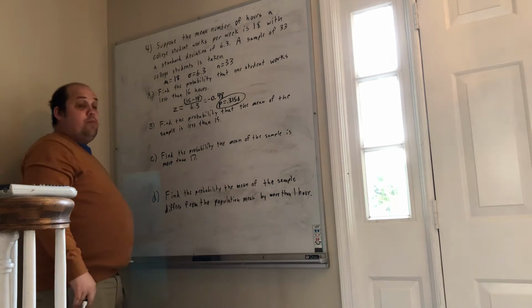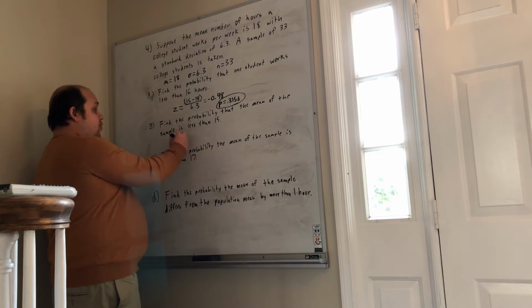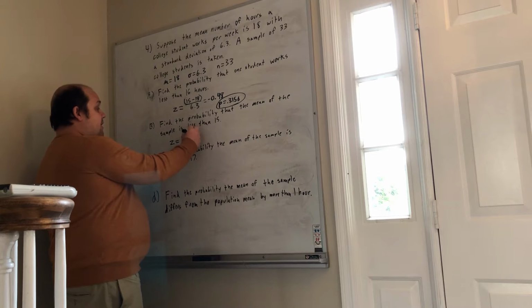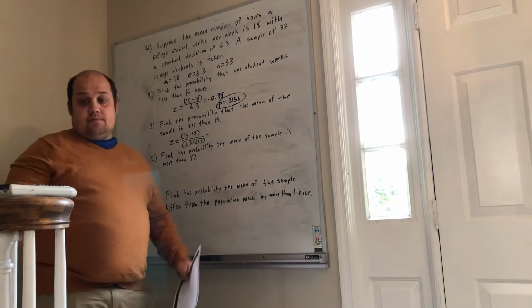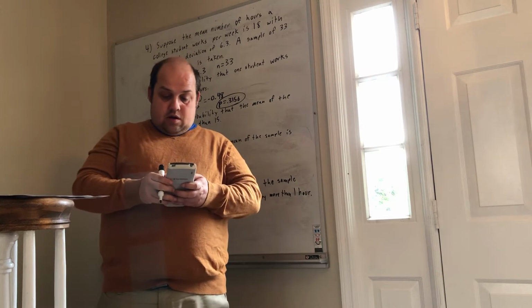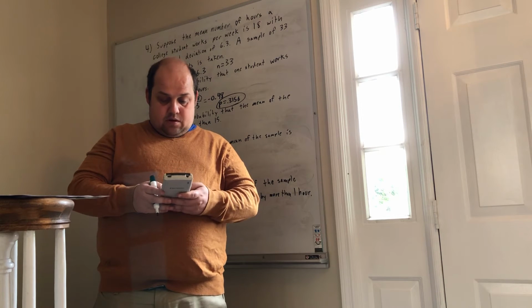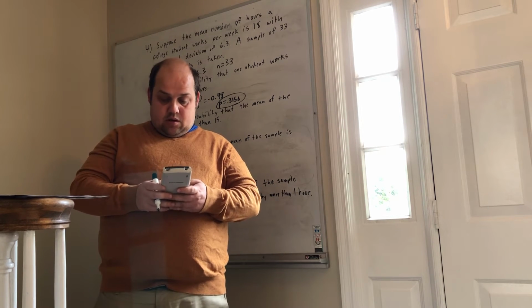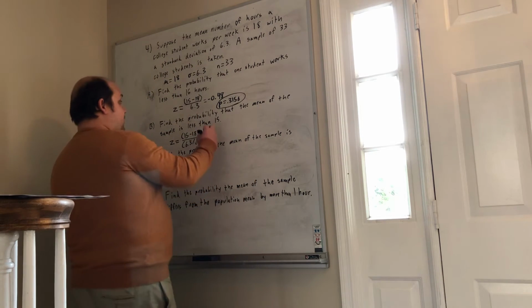When I go on and do part B, here it's asking me about the mean of the sample, so it changes the formula slightly. It's still 15 minus 18 on top, except now on bottom, instead of just 6.3, it's 6.3 divided by the root of n, in this case 33. So if I put 6.3 divided by the root of 33 into my calculator, I now get a z-score of negative 2.74.